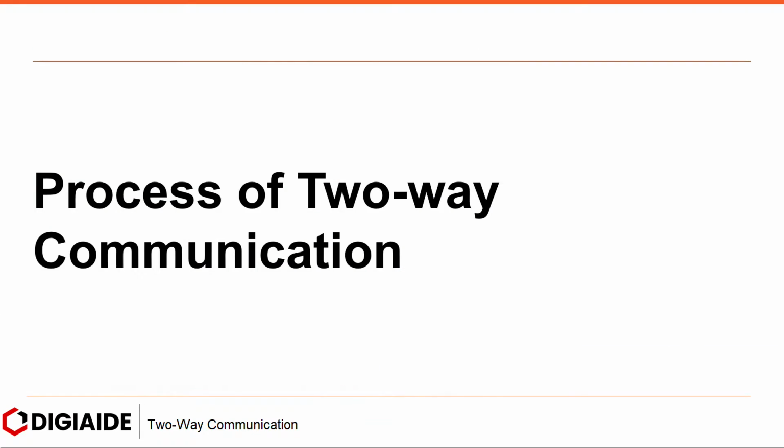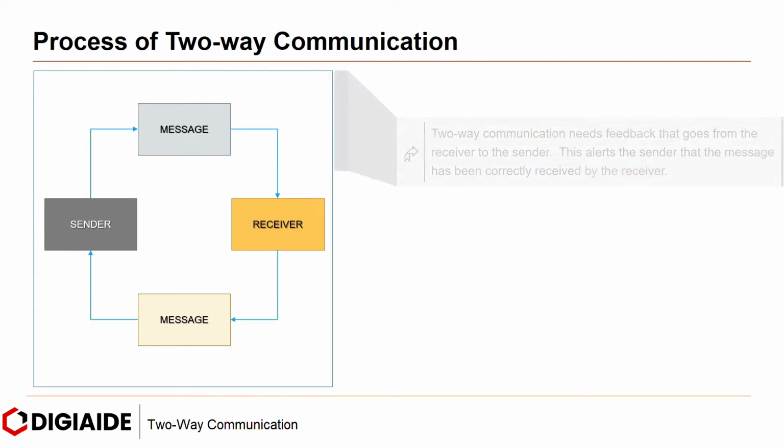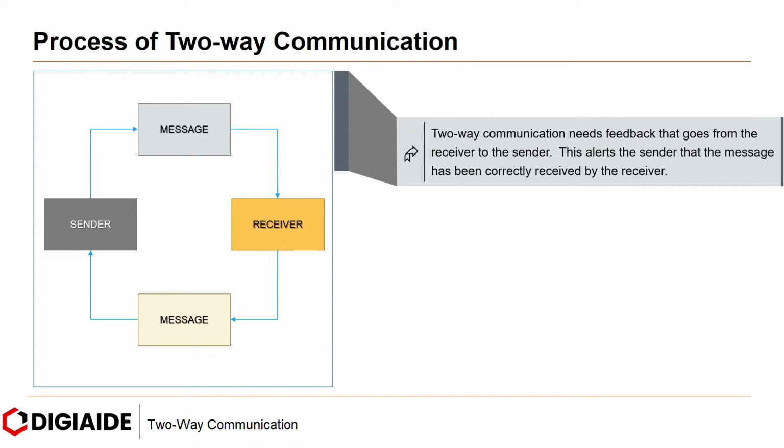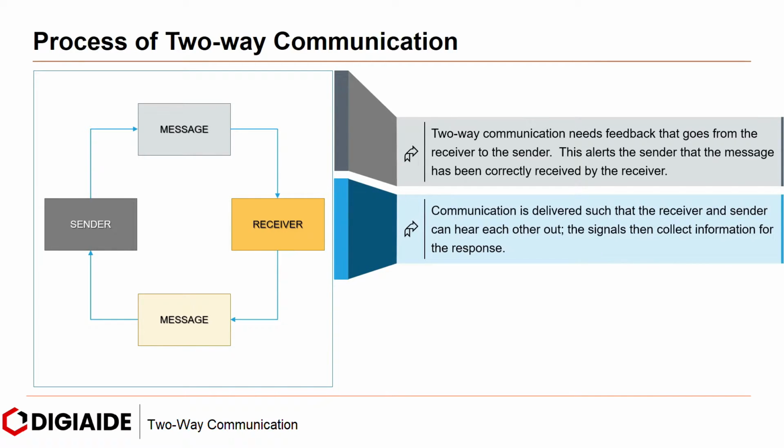Now moving on to the process of two-way communication. Two-way communication needs feedback that goes from the receiver to the sender. This alerts the sender that the message has been correctly received by the receiver. Communication is delivered such that the receiver and sender can hear each other out. The signals then collect information for the response.